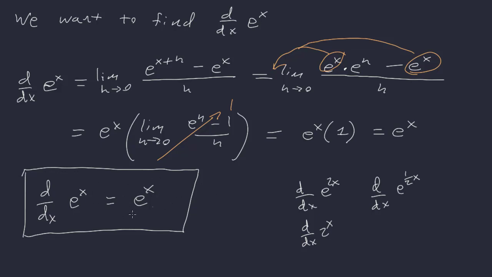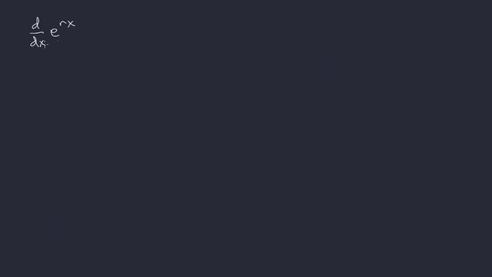We got e to the x, its derivative being itself, thanks to this limit. We were able to factor out that e to the x from both pieces here, and then were left with just e to the h minus 1 all over h. So let's look at something a little more generic, a little more general than this. Okay, let's look at the derivative of e to the rx, where r is a constant.